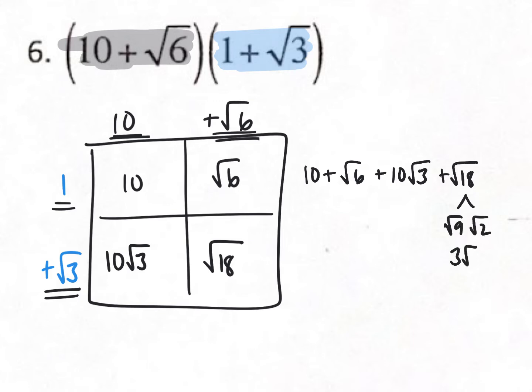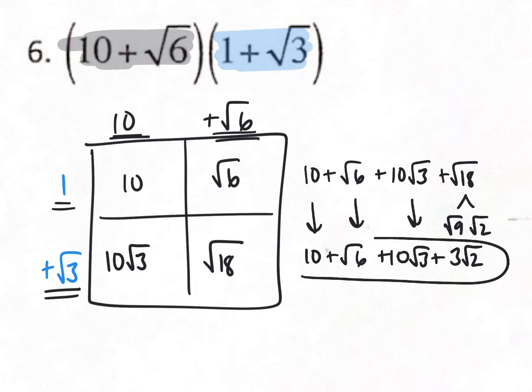So I get 3 square root of 2, and everything else is just going to come straight down and stay the same. So I have 10 plus the square root of 6 plus 10 square root of 3 plus 3 square root of 2 for your final answer.